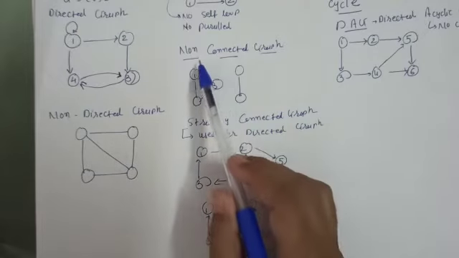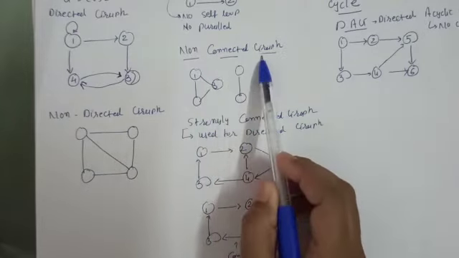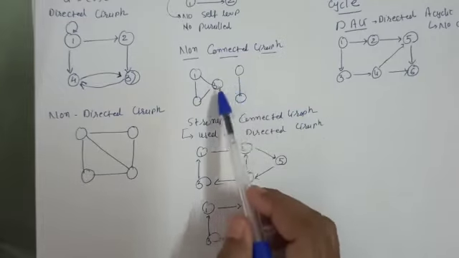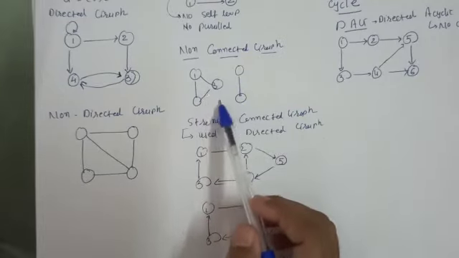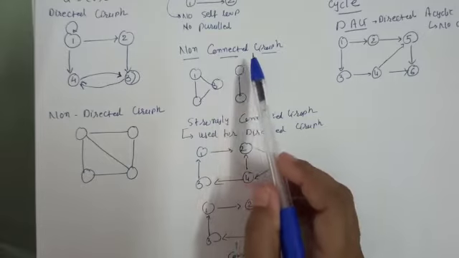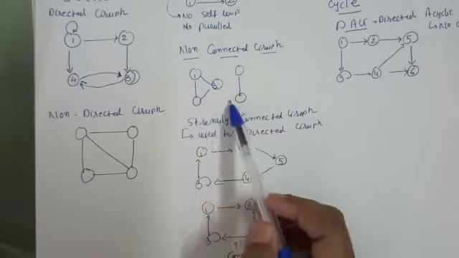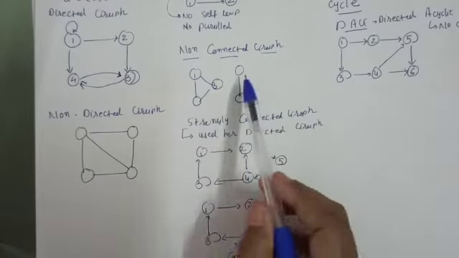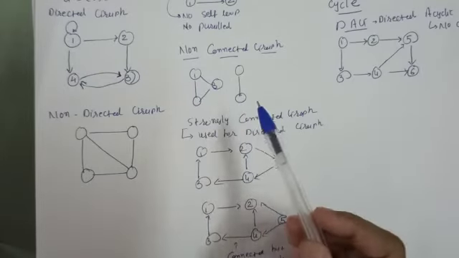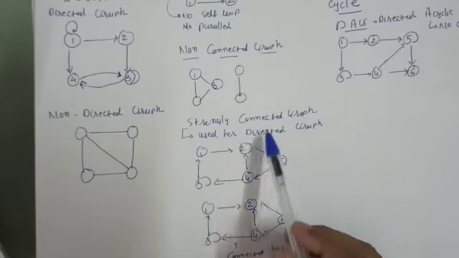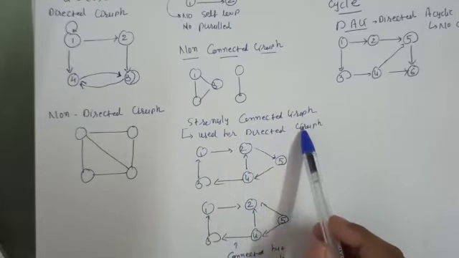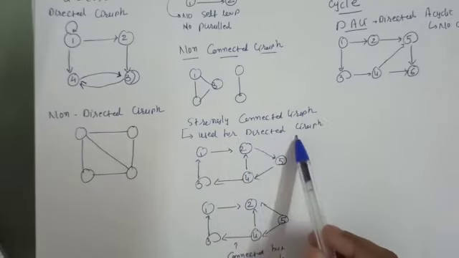Now this is an example of a non-connected graph. Here you can see all the edges are not connected. So this is a non-connected graph, and there are two components in it, but we can say this is one graph. Now, strongly connected graph is used for directed graphs only.